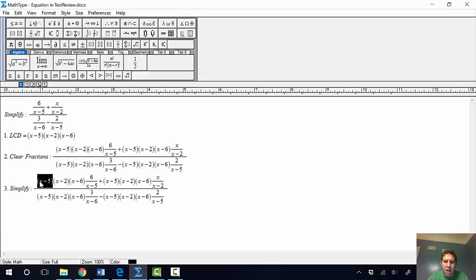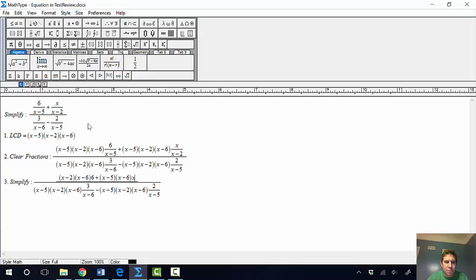The x minus 5 cancels out this x minus 5, leaving me with just the 6. The x minus 2 here will cancel out with this x minus 2, leaving me with just the x. In the denominator, the x minus 6 will cancel with this x minus 6, leaving me just with a 3. And the x minus 5 will cancel with this x minus 5, leaving me with just the 2. Simplify a little bit more.